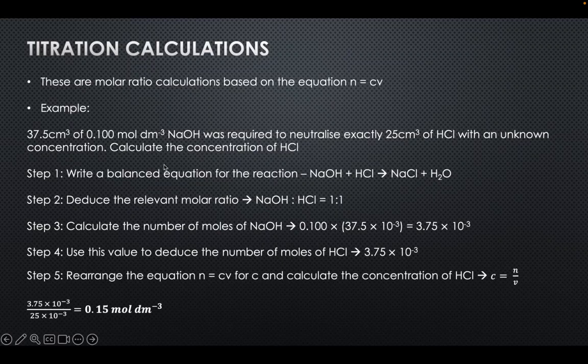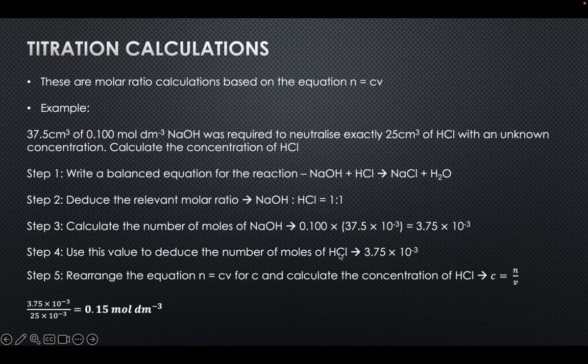So, first step, we're going to write out a balanced equation. This is our simple acid plus alkali forms salt plus water. Step 2, we're going to deduce the relevant molar ratio. So that's going to be sodium hydroxide to hydrochloric acid. We can see from the equation it's 1 to 1, which means that the number of moles of sodium hydroxide is going to equal the number of moles of hydrochloric acid.